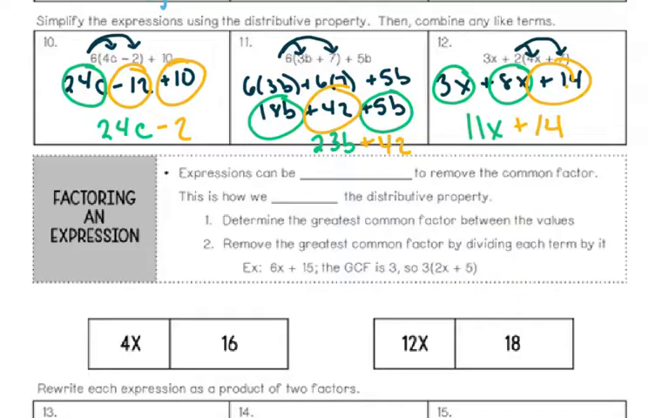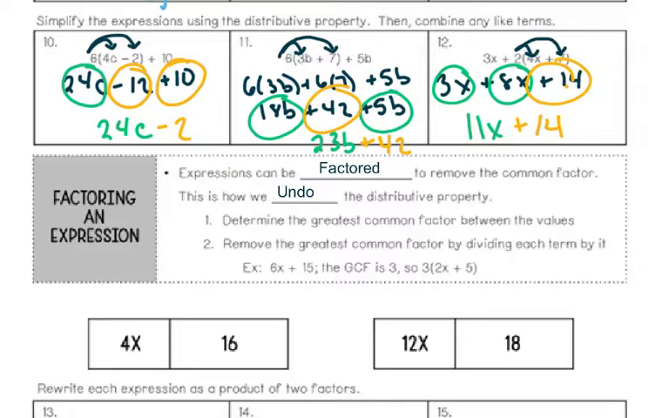All of that first part of the notes was about expanding expressions, and now we've got the other end of that, kind of like the opposite, where we can factor expressions. Expressions can be factored to remove the common factor. This is how we undo the distributive property. The steps for how to factor an expression are listed below.